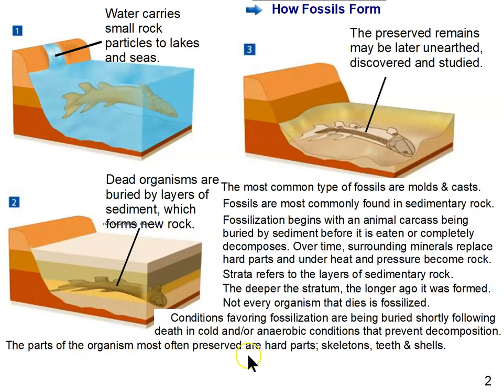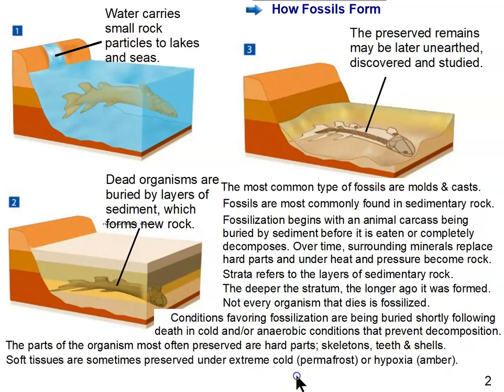The parts of the organism that often preserve are hard parts, like skeletons and teeth and shells. Soft tissues are sometimes preserved under extreme cold, like permafrost, like the woolly mammoth that I mentioned on the previous slide, or hypoxia, which is another word that means without oxygen. So in extreme conditions where there is no oxygen for decomposition to take place. For example, amber, the tree sap that engulfs an animal and encases that animal. It's just like putting the animal into a Ziploc bag and no air can get to it, no oxygen can get to it. It's a hypoxic environment.